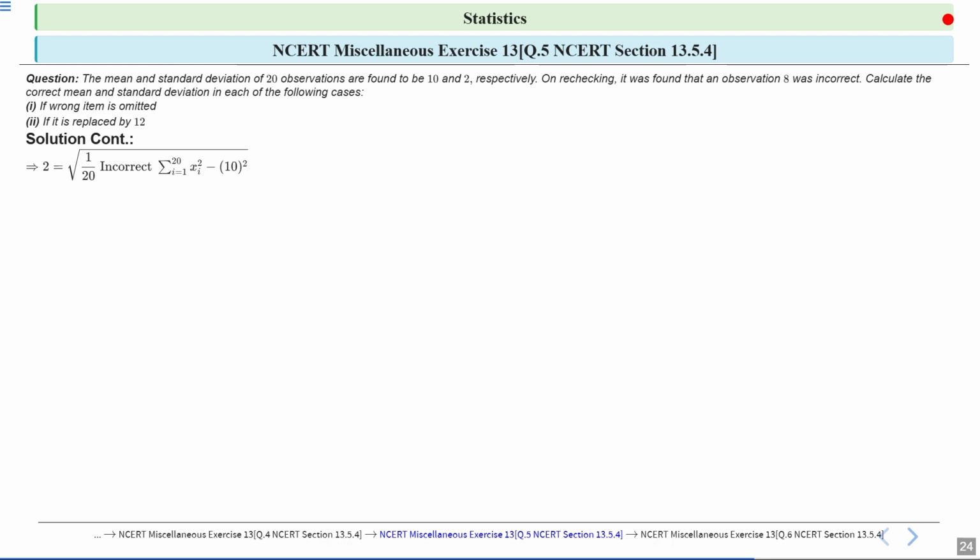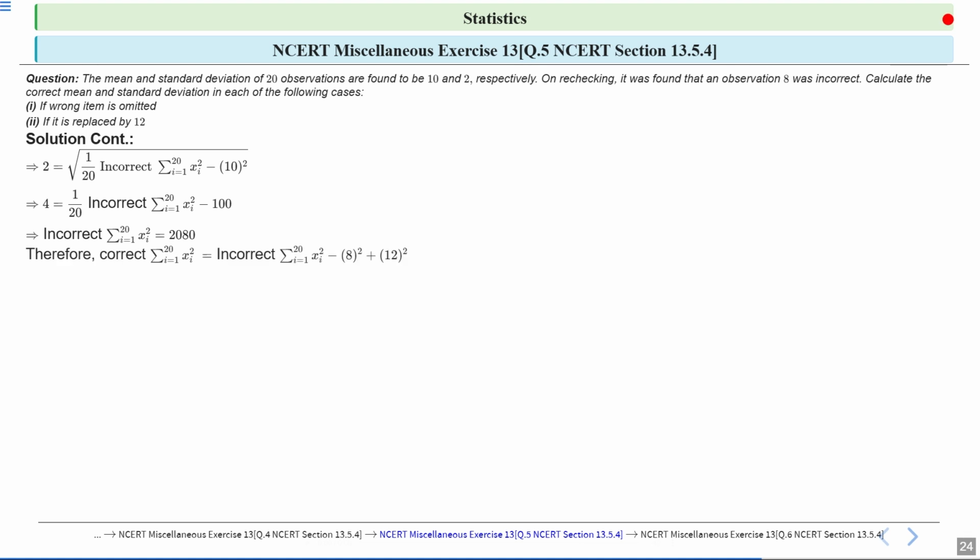It implies 2 equals the square root of 1 divided by 20 times the incorrect sum from i equals 1 to 20 of (xi squared minus 10) whole squared. It implies 4 equals 1 divided by 20 times the incorrect sum from i equals 1 to 20 of xi squared minus 100. It implies the incorrect sum from i equals 1 to 20 of xi squared equals 2080.